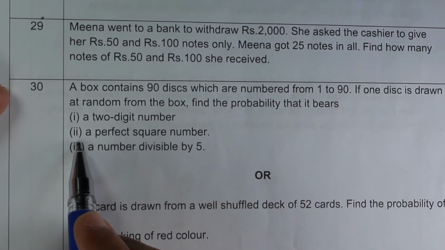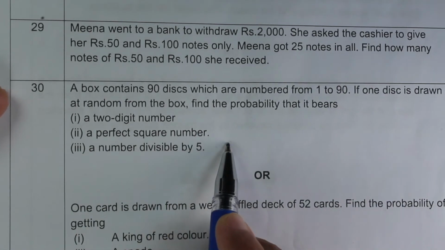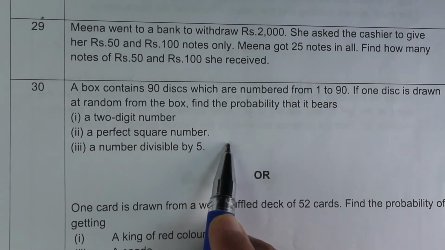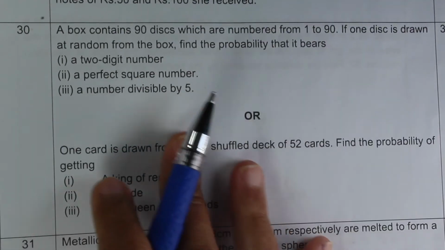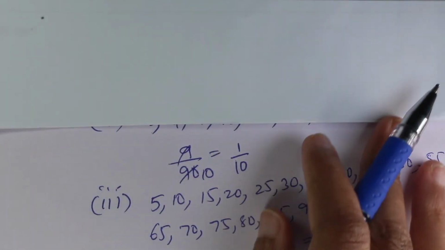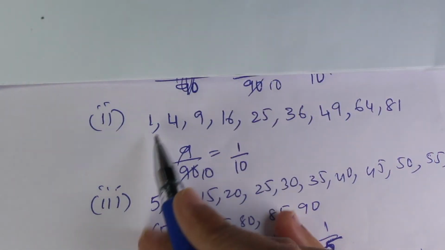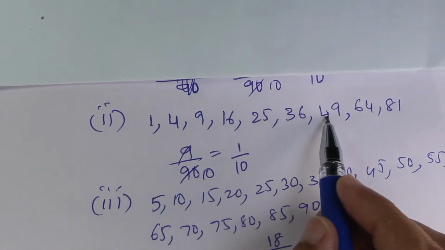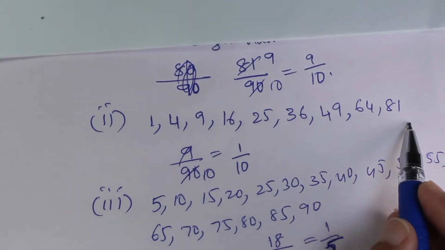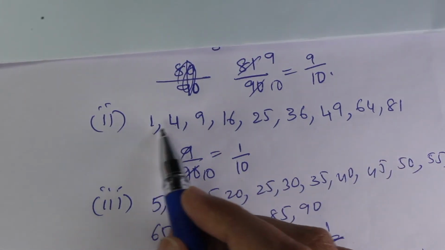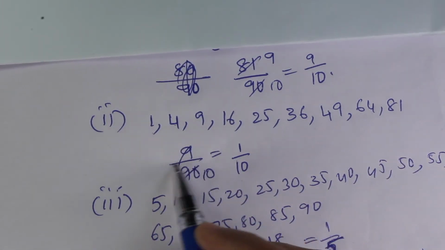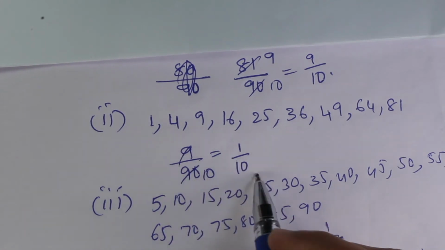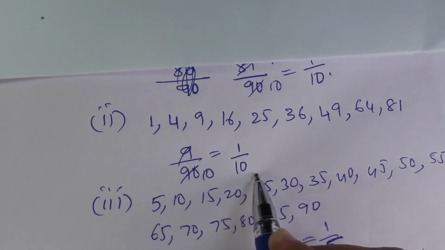What is the probability that it bears a perfect square number? He is asking for the probability that the disc has a perfect square number. So how many perfect squares are there between 1 and 90? 1, 4, 9, 16, 25, 36, 49, 64, 81. So 9 perfect squares are there out of 90, 9 by 90, that is equal to 1 by 10. So the probability of drawing a perfect square disc number is 1 by 10.